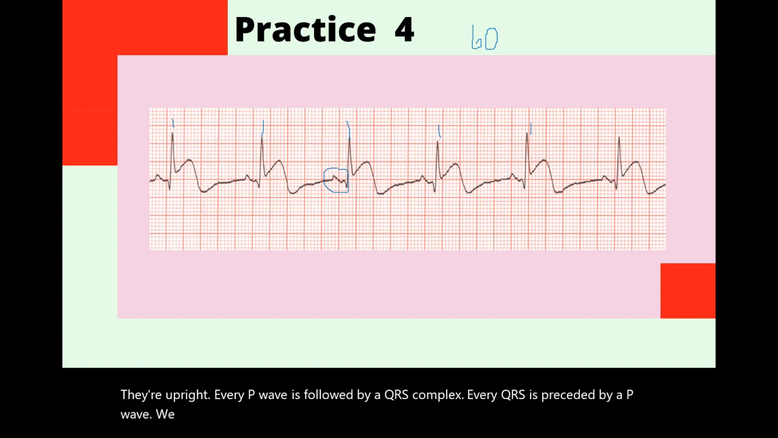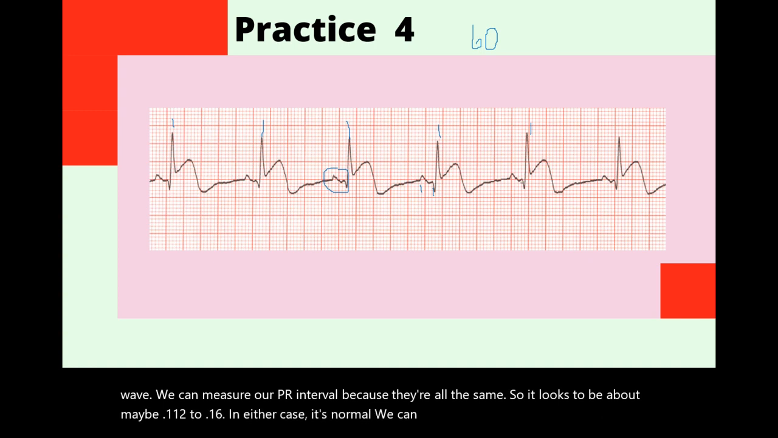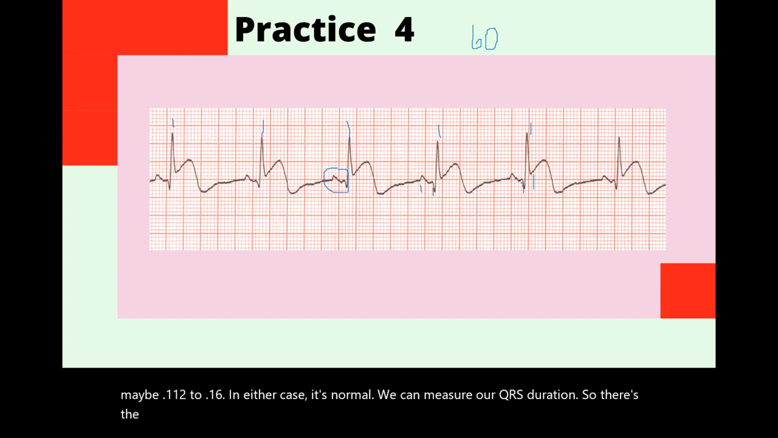We can measure our PR interval because they're all the same. So it looks to be about maybe 0.112 to 0.16. In either case, it's normal. We can measure our QRS duration. So there's the start, there's the end. Just over 2 boxes, so maybe 0.10, 0.11, within normal limits. So the only thing that we have abnormal is really the rate.